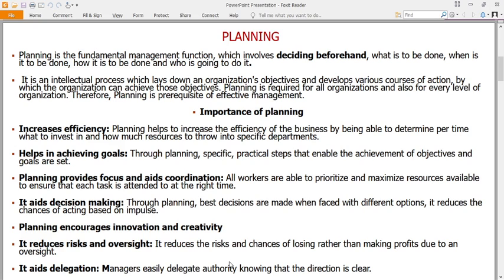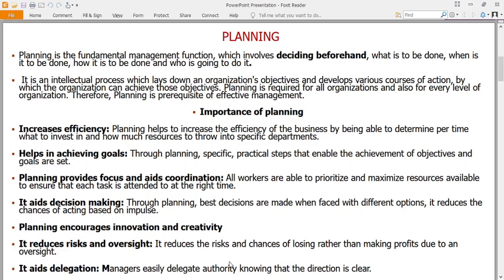And then it encourages motivation and creativity, since throughout the planning process, people are made aware of what is expected of them, and they are also made aware of the organization's goals. So they come up with various ways of making sure they all reach that goal. Then it reduces risks and oversight, and acting by chance. When you have a clear plan, you don't work by chance.